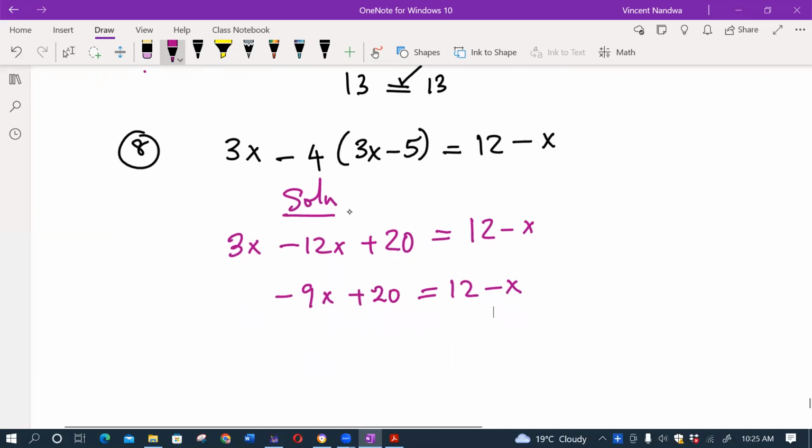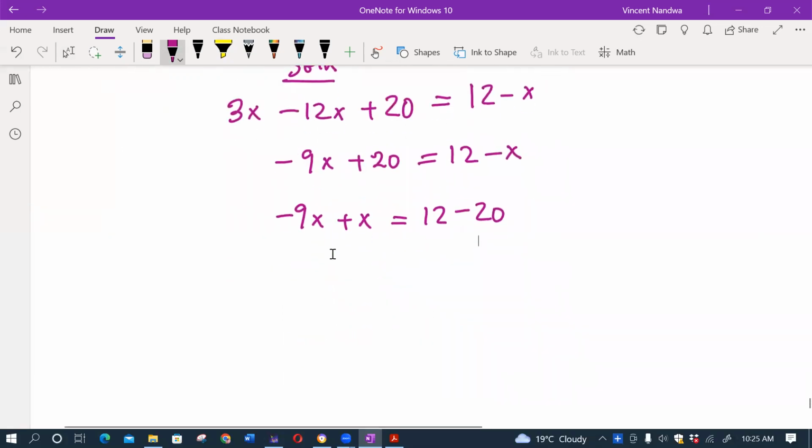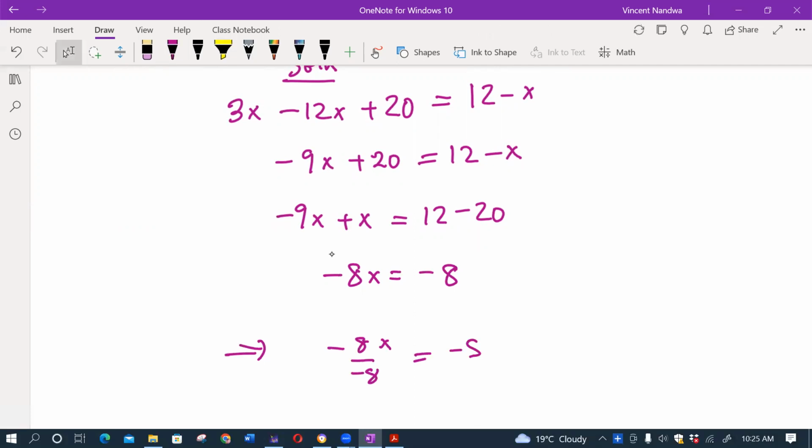Collect like terms, so I'll have minus 9x. When you bring minus x to the left, it will be plus, equals 12. When 20 crosses the equal sign it becomes minus. So this will be minus 8x equals minus 8, which implies to get x, we divide both sides by minus 8. So it's very clear that x is going to give us 1.